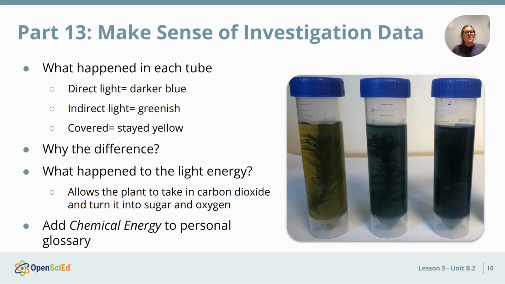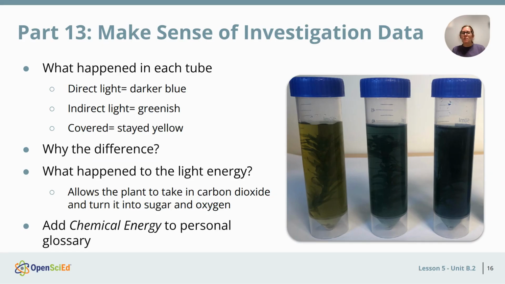All right, after completing the lab and collecting our data, now we're at part 13, make sense of the investigation data. So what happened in each of the tubes? Direct light was darker blue, indirect light was kind of a greenish teal color, and the cover stayed yellow. So why are we seeing this difference? What is the BTB? What is this investigation telling us? What happened to the light energy?